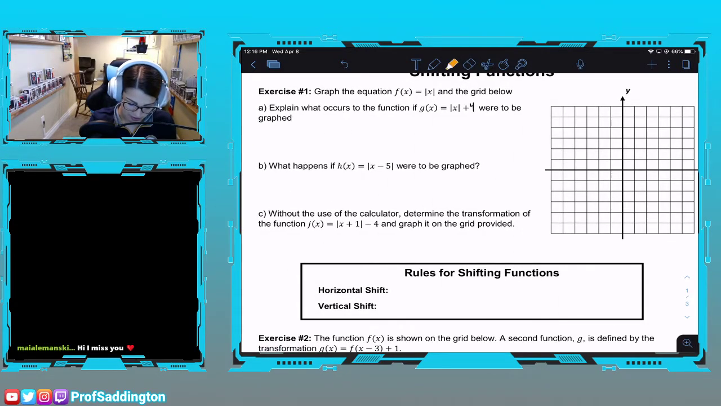So first, we are going to graph the original function f of x equals absolute value of x on our grid. So that's just going to go straight out in both directions.